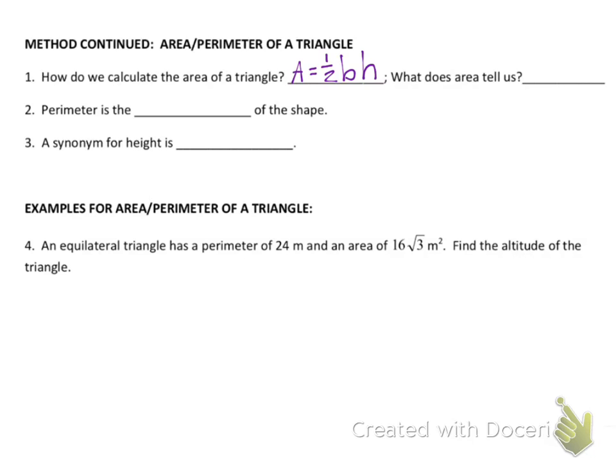Length times width is the same thing as base times height. It still forms a rectangle, and a triangle is just half the area of a rectangle. There are proofs for that. I'm not going into all the proofs right now. We might be able to cover those later. We'll be doing proofs later.